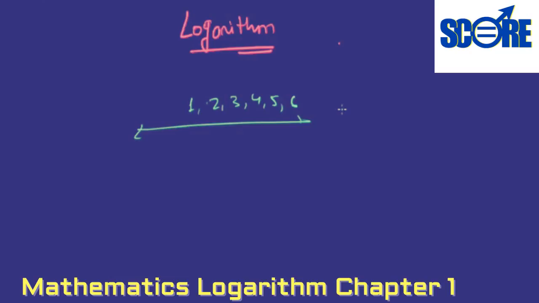Now, if you have to measure a very big quantity with this scale, it's difficult to measure it. Or if I have to compare a very big quantity, say 10 raised to power 5, or 100,000, with 1, I require a very big scale to measure it.